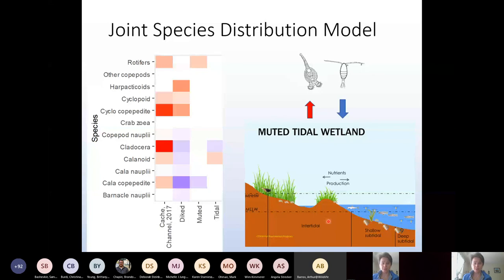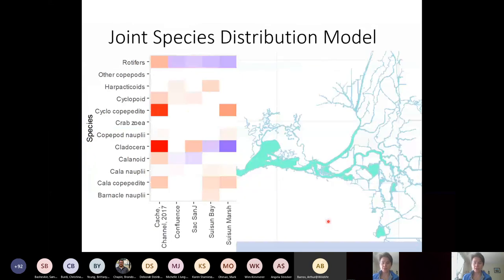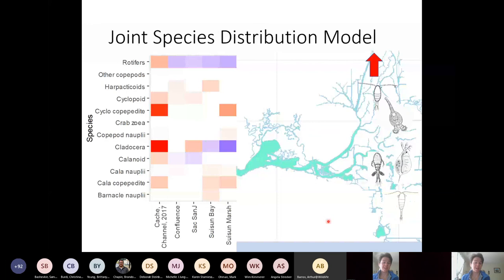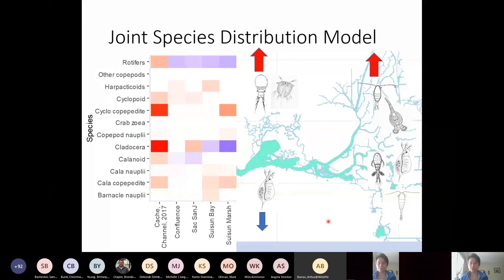Looking across the estuary, the freshwater regions tended to have more copepods, cladocerans, and rotifers. And the more salty Suisun Marsh and Bay had more barnacle nauplii and juvenile cyclopoids, fewer cladocera.